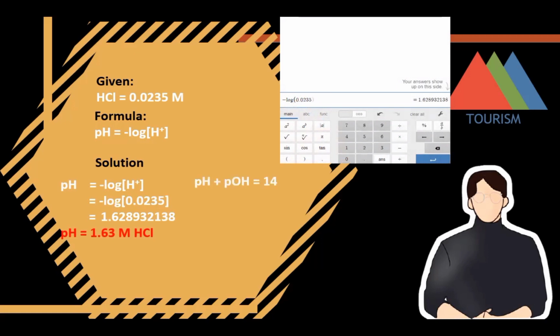Now to find the pOH, we use the formula pH plus pOH equals 14. We transpose: pOH is equal to 14 minus pH. So the pOH is equal to 14 minus 1.63. So the final answer is 12.37.